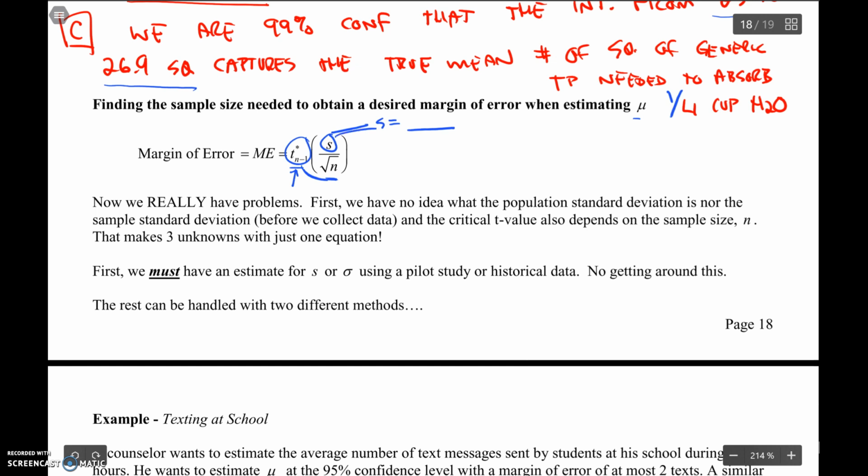And you won't have this unless you take a sample, unless you've already collected the sample, which you can't do if you don't know sample size. So we're in quite the bind here. All three of these things are unknown. So how do we tackle this? Well, first, we must have an estimate for s. Use a pilot study, use historical data, no getting around that.